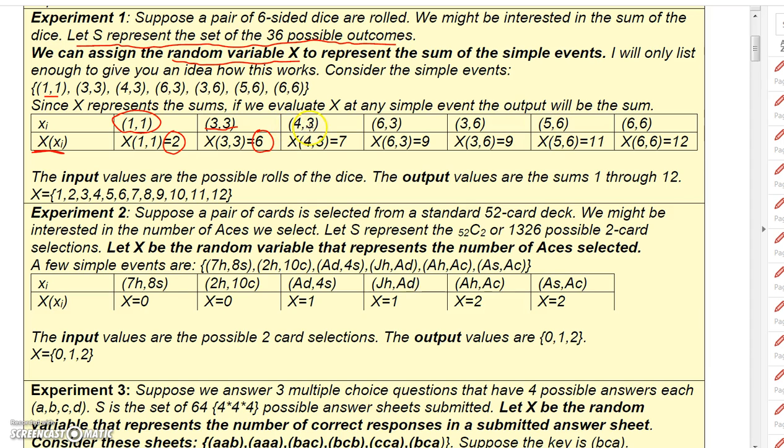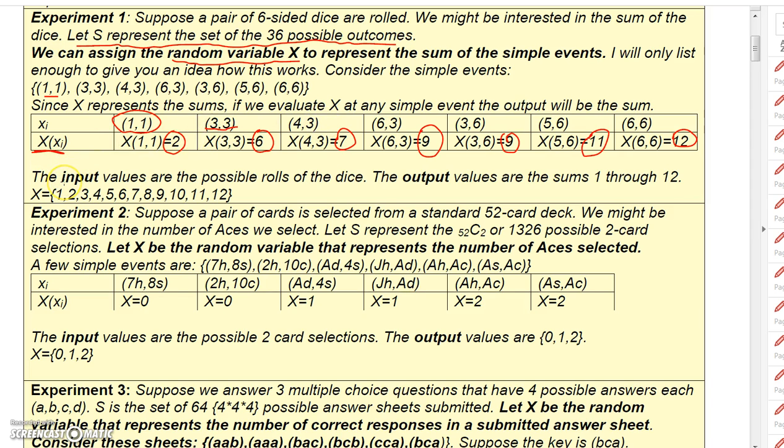And then 4-3, the output's going to be the sum of 4 and 3, which is 7. For the simple event 6-3, the output's going to be 9, the sum of 6 and 3. Same thing for 3 and 6, the output's going to be the sum of the two numbers, 9. For 5 and 6, it's going to be 11. For 6 and 6, it's going to be 12.